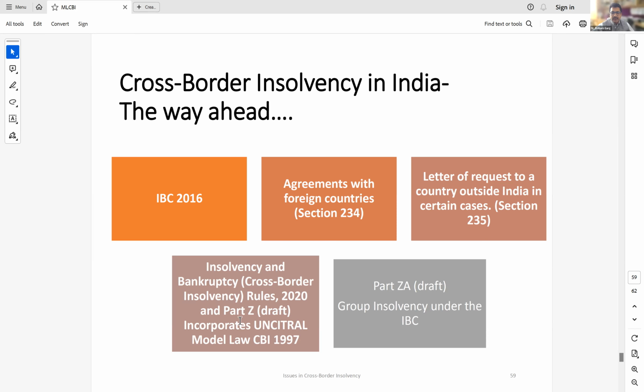That is why Part Z was adopted, and the cross-border insolvency rules were drafted in 2020. And now we have the draft Part ZA, which is group insolvency. So after Part Z, Part ZA has also been issued in draft on group insolvency. So this is where we are today.